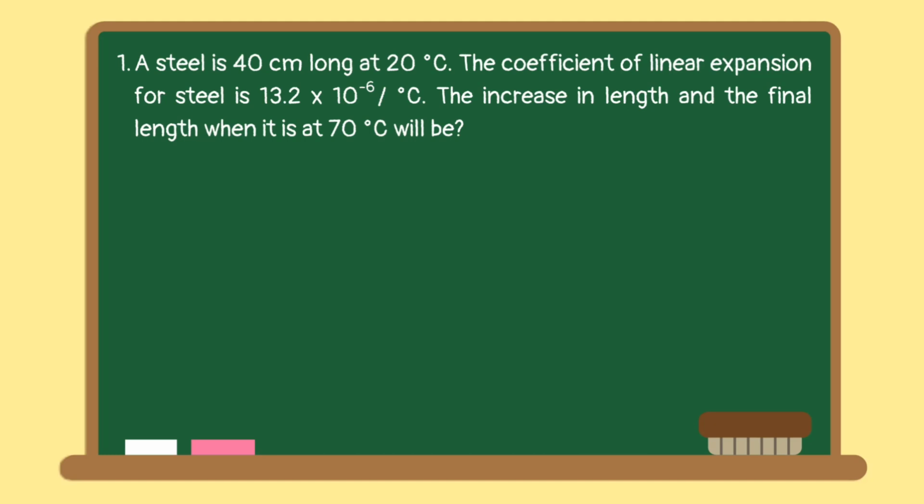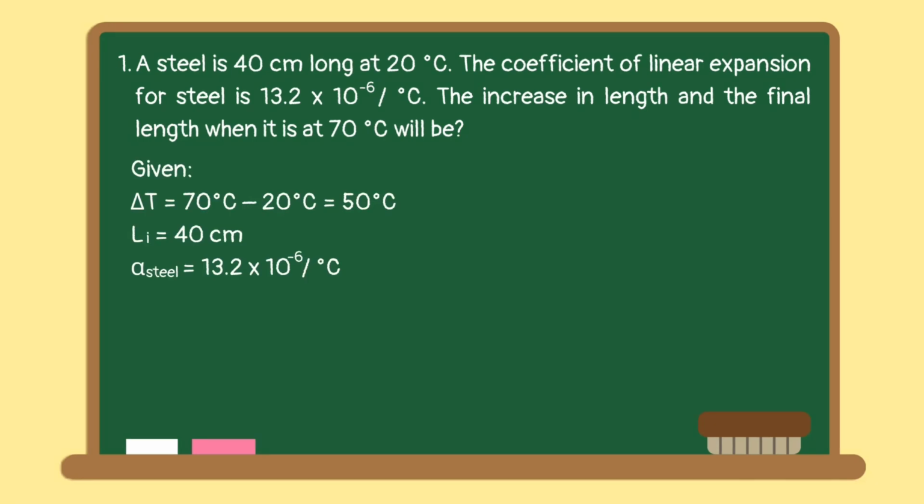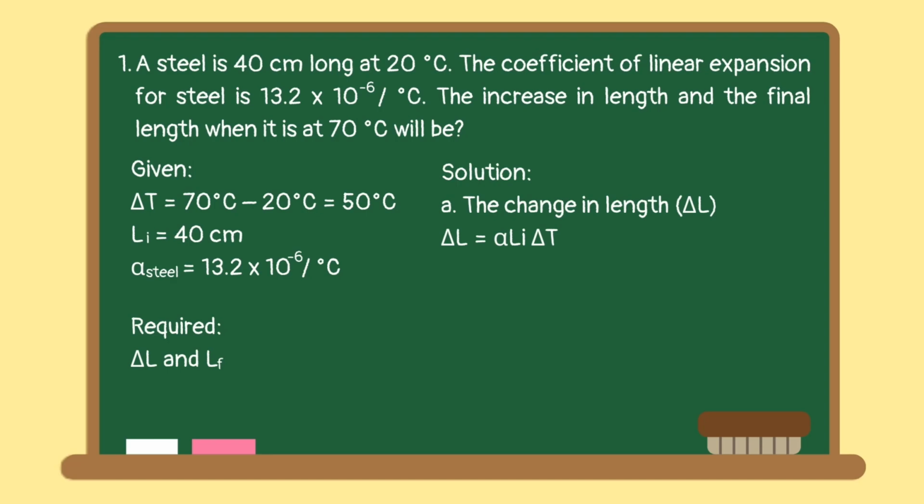What will be the increase in length and the final length when it is at 70 degrees Celsius? The givens for this problem are the change in temperature, which is 70 degrees Celsius minus 20 degrees Celsius, equal to 50 degrees Celsius; the original length, which is 40 cm; and the coefficient of linear expansion for steel, which is equal to 13.2 times 10 raised to negative 6 per degree Celsius. The required for this problem are the change in length and the final length. Okay, let's solve this problem.